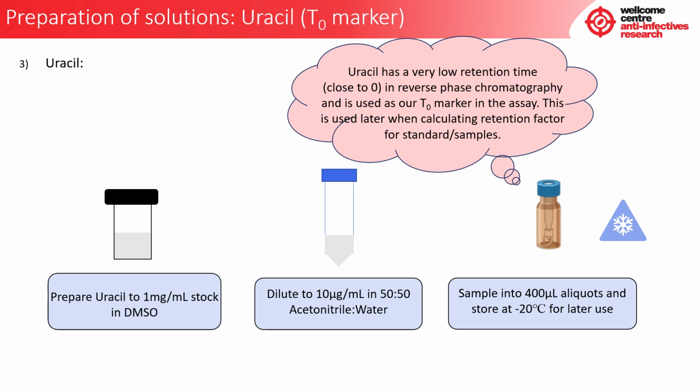Uracil has a very low retention time, close to 0, in reverse phase chromatography, and is used as our T0 marker in the assay. This is used later when calculating retention factor for the standards and samples.